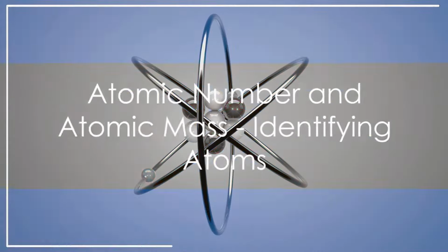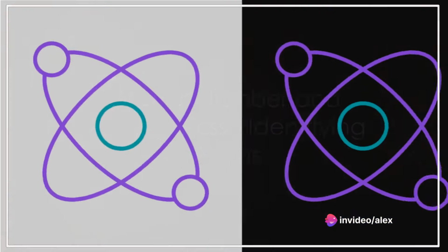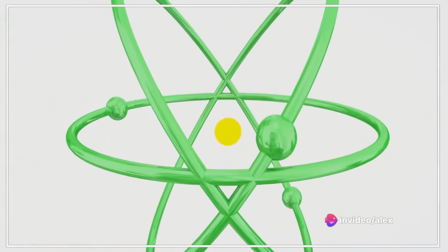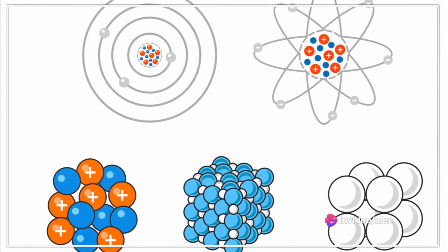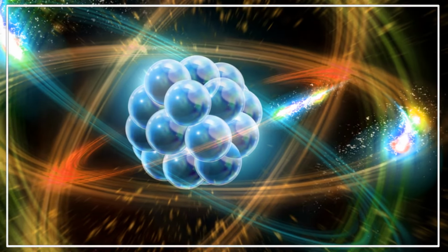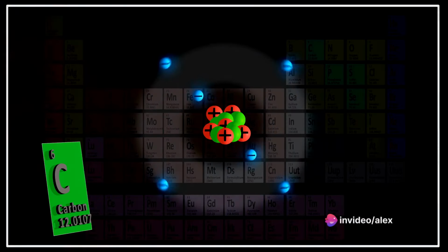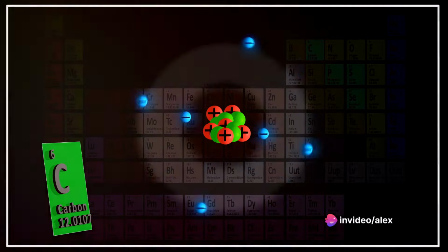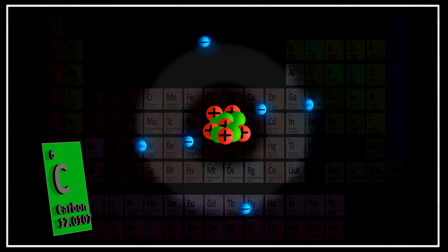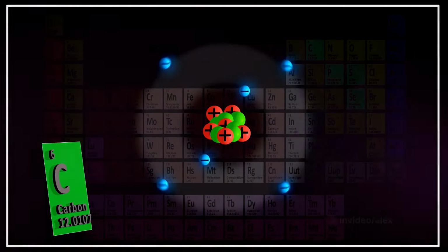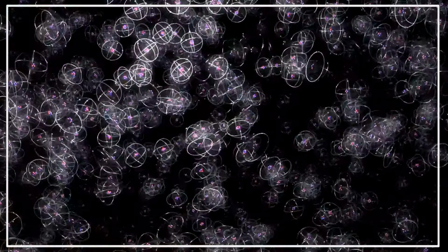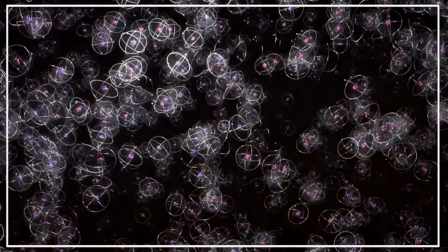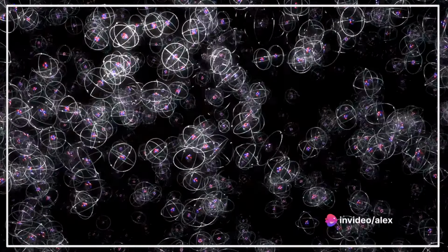You may ask, if all atoms are made up of the same particles, how do we differentiate between them? Great question. We use two key identifiers for atoms: atomic number and atomic mass. Let's start with the atomic number. This is simply the number of protons in an atom's nucleus. It's like the atom's ID number, unique to each element. For example, hydrogen has 1 proton, so its atomic number is 1. Oxygen, on the other hand, has 8 protons, so its atomic number is 8. The atomic number is fundamental in defining the element.